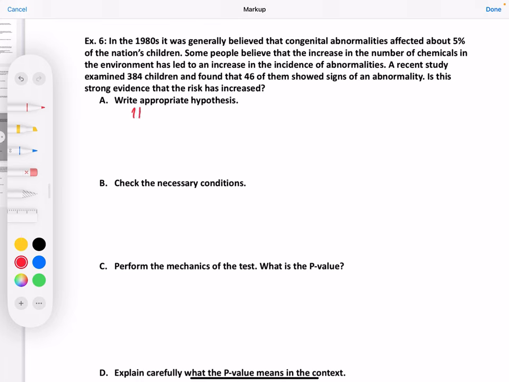So our null hypothesis would be that p is equal to 0.05 because of the 5%. The alternate, since it's that the risk has increased, is going to be p is greater than 0.05, so it's going to be right-tailed.